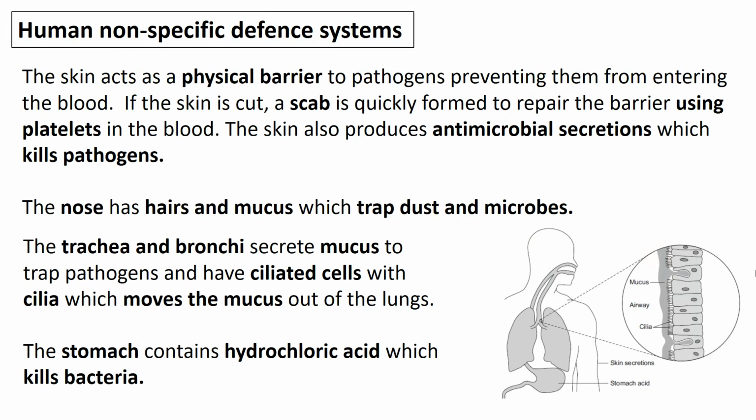There are lots of ways that humans have to prevent all of these pathogens from infecting us, and they can be grouped into either specific defences or non-specific defences. So in terms of non-specific defences, it doesn't matter which type of pathogen is trying to infect your body. These are our preventative mechanisms for stopping them from getting in. So your skin is a physical barrier. If the skin is cut, a scab, which is basically a clot, is quickly formed to repair the barrier, and that uses the platelets in the blood.